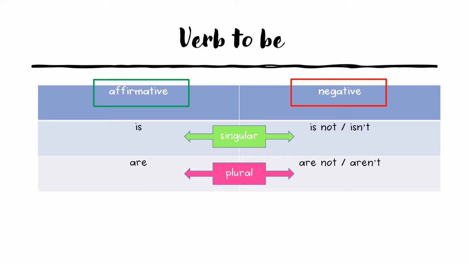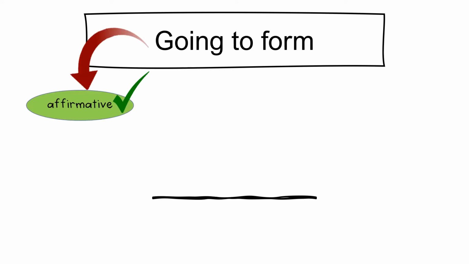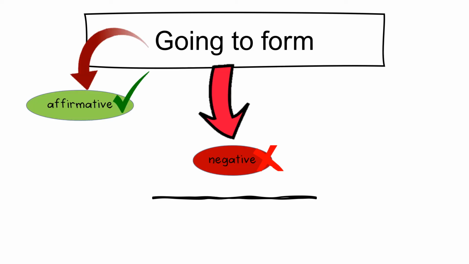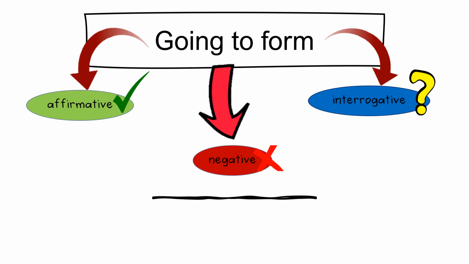Alright. Now, let's go to our main focus for today, the be going to form. As we know, we have three kinds of be going to form. Affirmative, which is the thing that you agree, the negative that you don't agree, and the interrogative. Interrogative means when you want to ask questions.